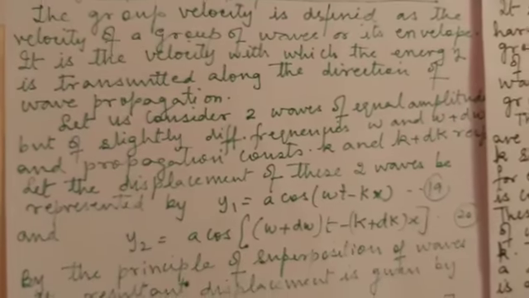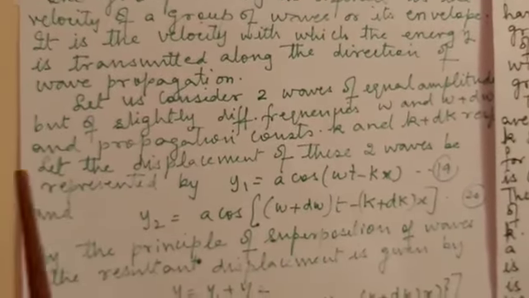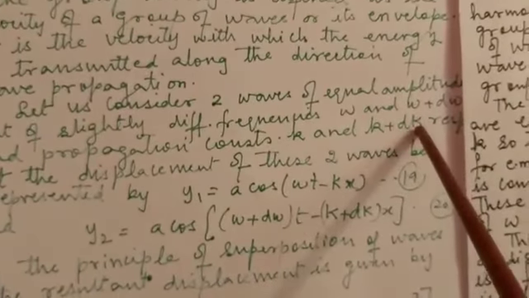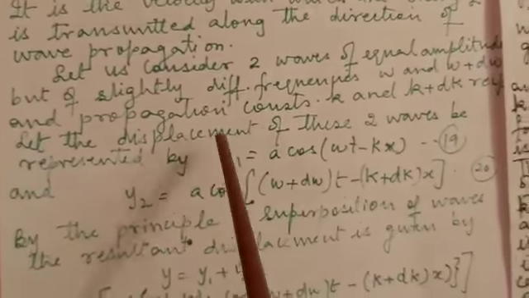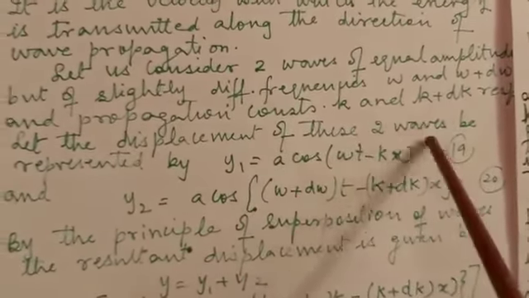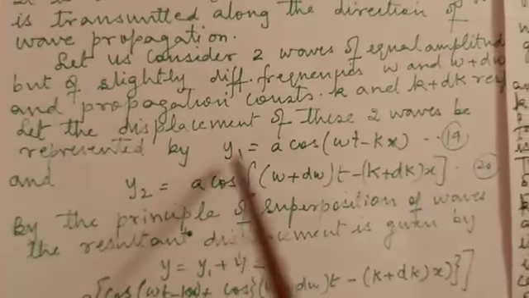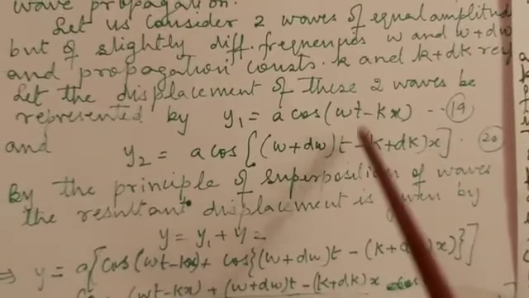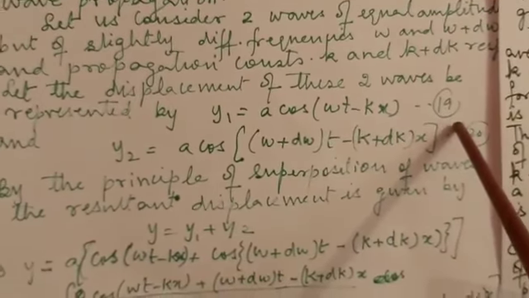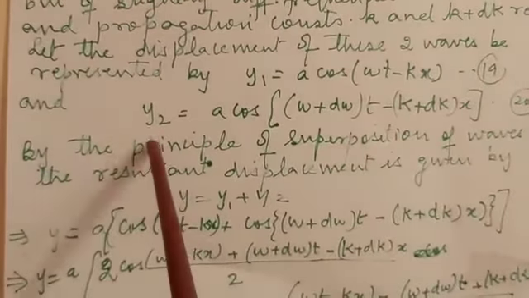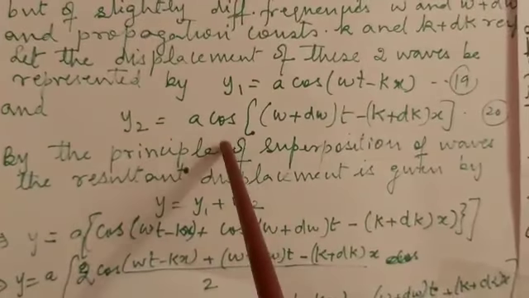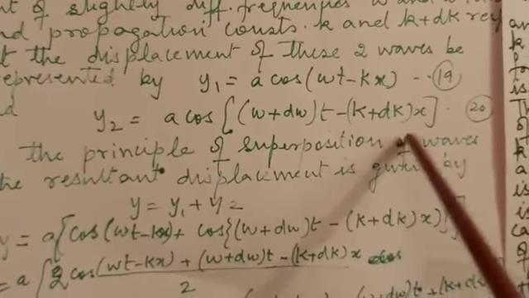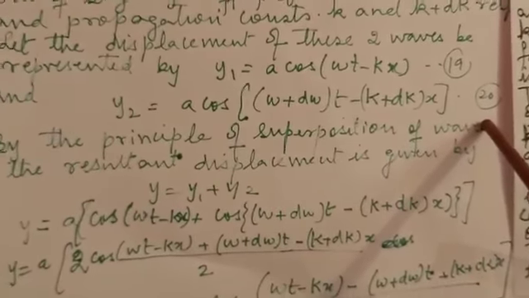Let us consider two waves of equal amplitude but of slightly different frequencies, omega and omega plus d omega, and the propagation constants k and k plus dk respectively. तो डिस्प्लेसमेंट क्या हो जाएगा दोनों वेव का? एक का होगा y1 is equal to a cos omega t minus kx, equation number 19, और दूसरे का हो जाएगा y2 is equal to a cos (omega plus d omega)t minus (k plus dk)x, and this is my equation number 20.